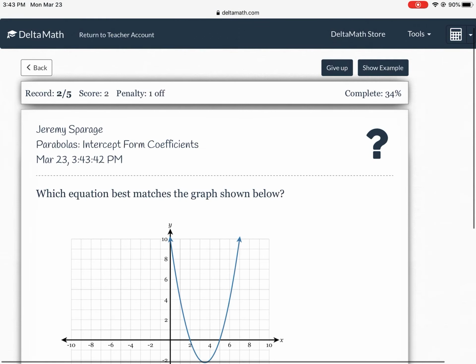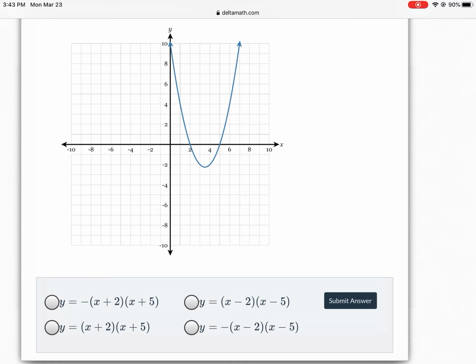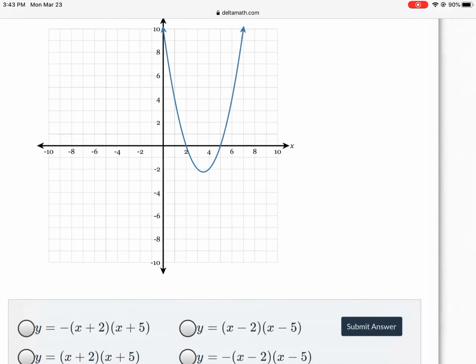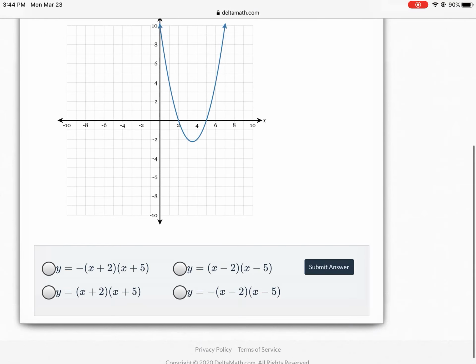Okay, next problem. I will give you guys a moment to study this one. We know it is an upwards parabola, so we should not have a negative sign. And my two x-intercepts are +2 and +5, so I should have a -2 and a -5 on the inside. There should be no negative sign on the outside. Like this one, this would imply that the parabola is upside down, but our parabola is not upside down, so this one should be our final answer.